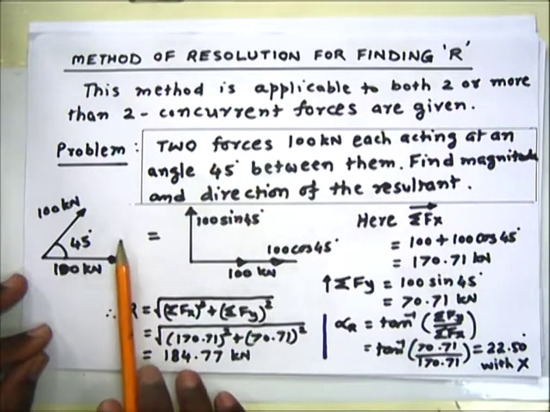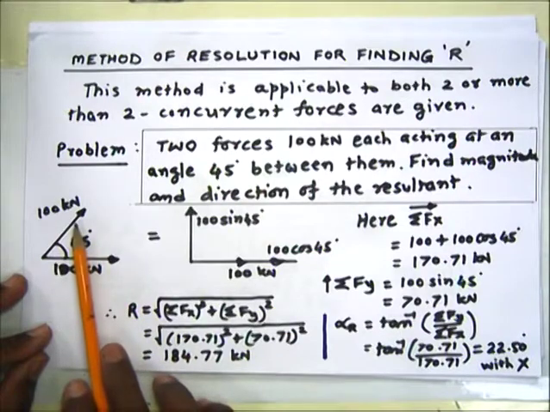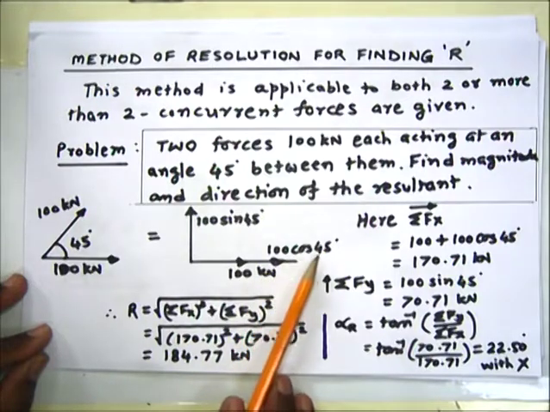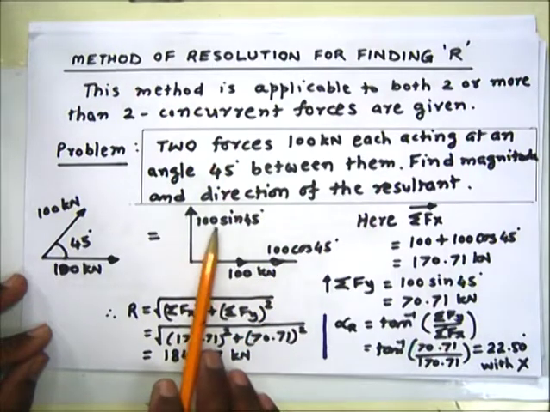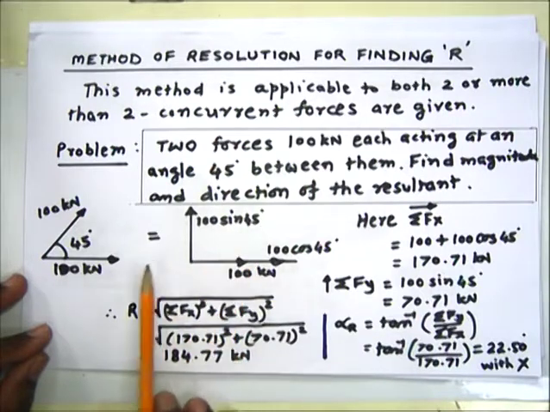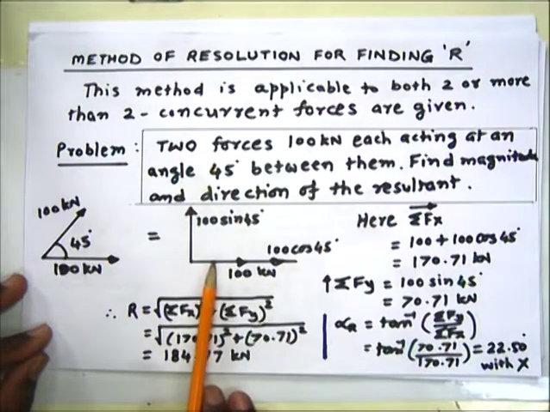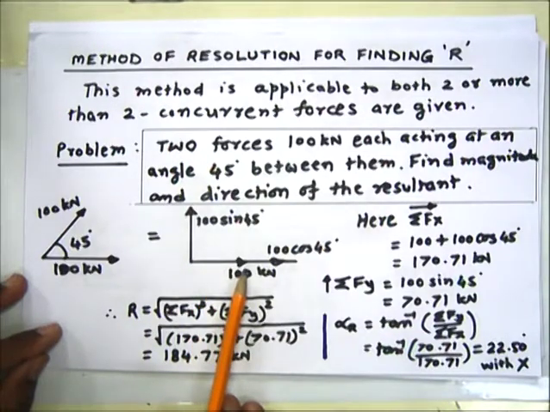So here this force does not need to be resolved, while this force is considered an inclined force and it needs to be resolved. So resolving the 100 kilonewton force along x, it will give 100 cos 45, while in the y direction it will have the component 100 sin 45. While here this force is already in the x direction, which is 100 kN.